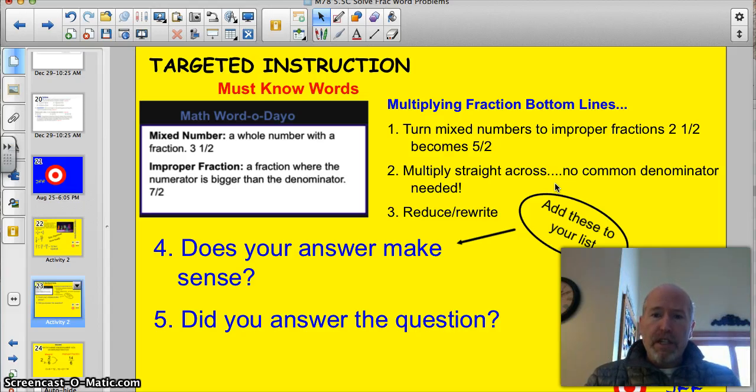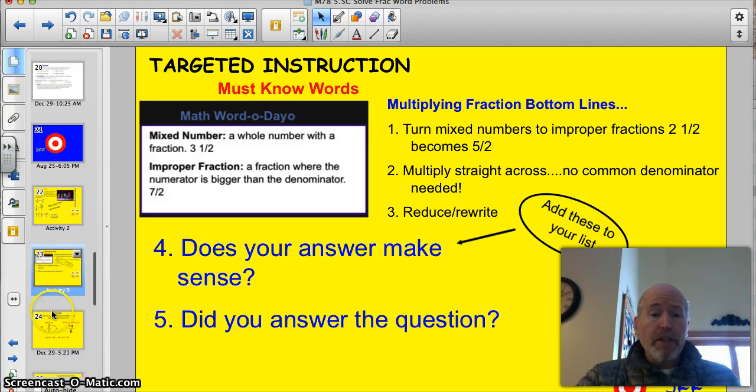I add 2 to this list when you're looking at word problems. Number 4, does your answer make sense? 12 square feet, yeah, that made sense. If I would have come up with 1,200 square feet or 120 square feet, that wouldn't make any sense whatsoever. All right. Finally, did you answer the question? The question in that first example said, how many square feet? Go back and look at the problem. Are you answering the question? Are you labeling your answer? These are important steps 4 and 5 in our little multiplying fractions bottom line checklist.